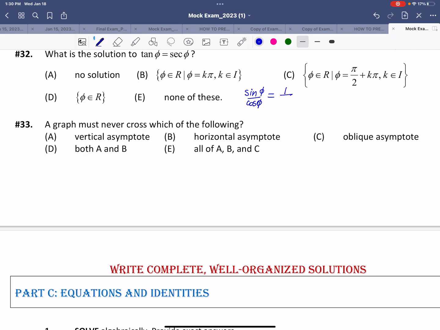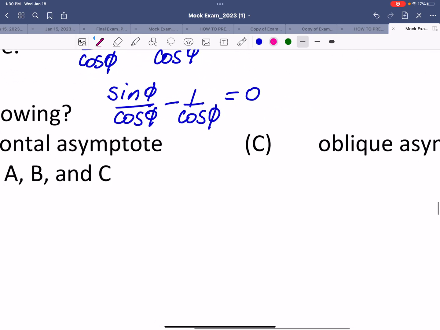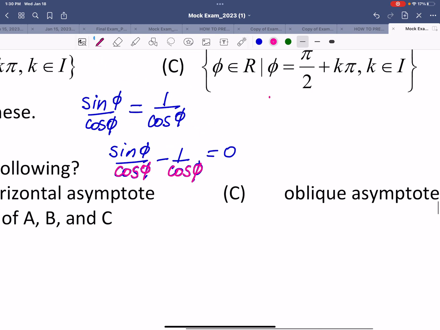and secant is 1 over cos phi. We'll take the 1 over cos phi to the left side, so all terms are on one side of the equation, and we'll leave just 0 on the other. So next we want to factor. To solve by factoring means that we need to check and see if we have any common factors first. And as you can see, cos phi appears in the denominators of both terms, so we'll take that out.